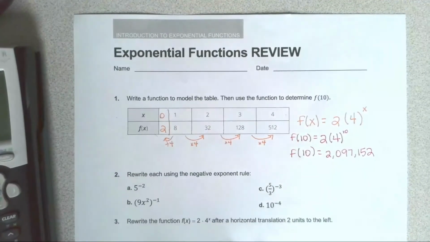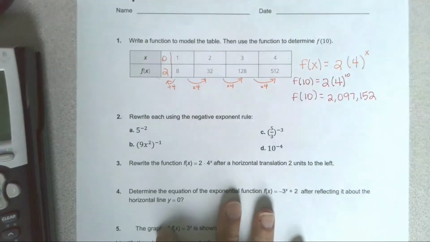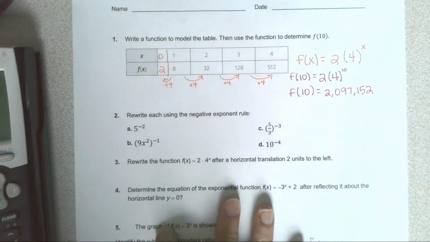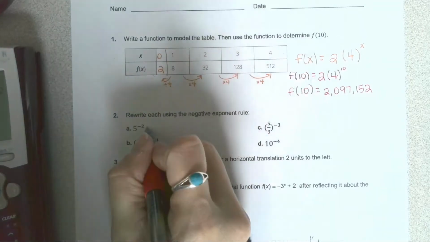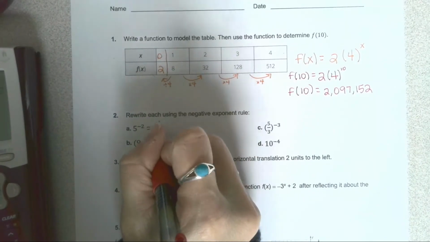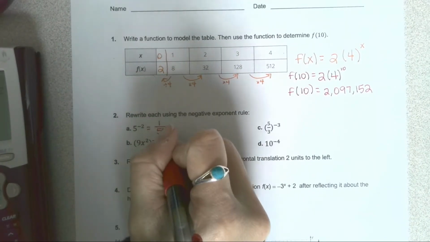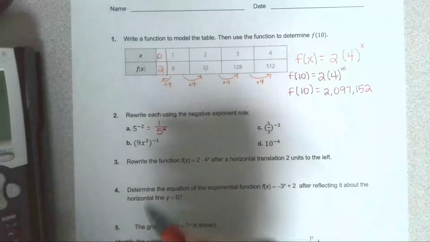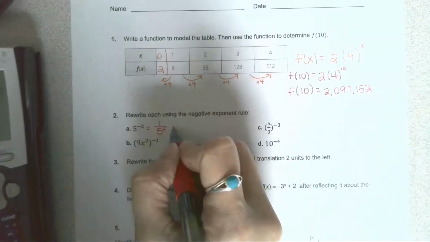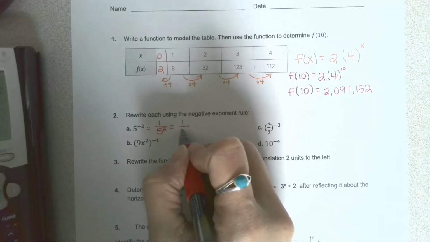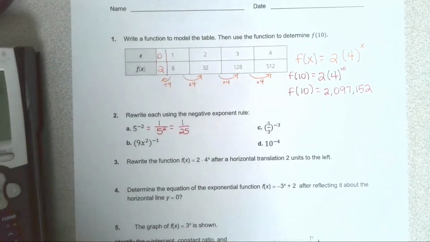All right. Number 2, we're going to rewrite each of these using the negative exponent rule. So when we rewrite this, I've got a 1 on top and then 5 to the positive 2 on the bottom. But because I know that I could take 5 squared, I'm not going to leave it like that. I want to rewrite it as 1 over 25.